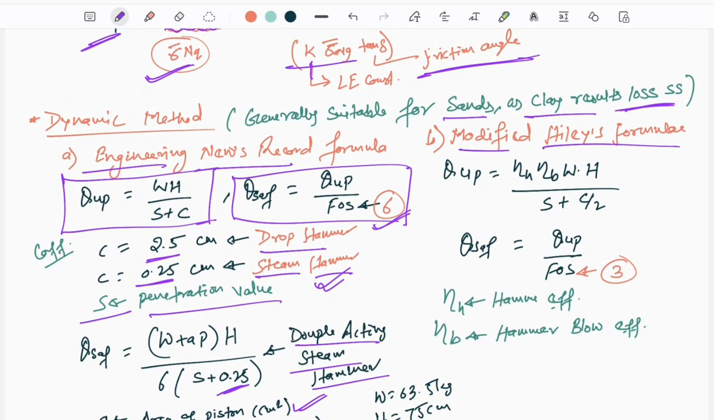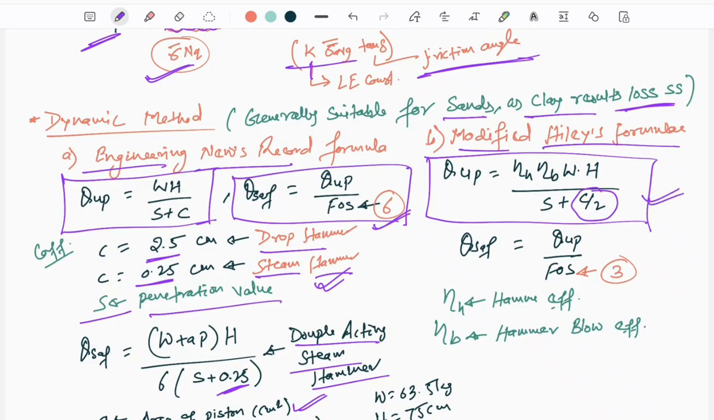Next is modified Hiley's formula. This is also adopted by the IS code, the Indian Standard Code. QUP is equal to eta H into eta B, then the weight of the hammer into the height of fall, divided by S plus C by 2. This value is C by 2. So this formula is used by Hiley.